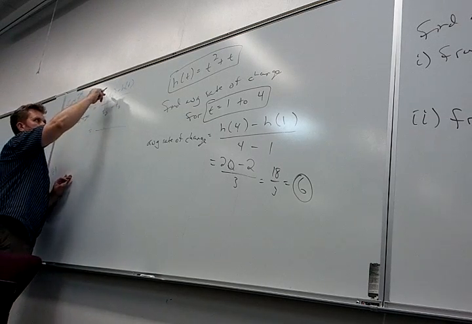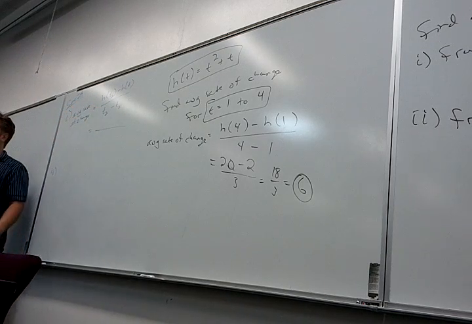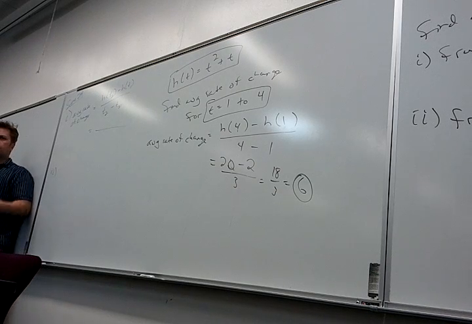It's all about how much the outputs change while the inputs are changing by this much. That's the whole idea of the average rate of change, just like the average speed would be how much did my distance change divided over how much time. Same exact idea.